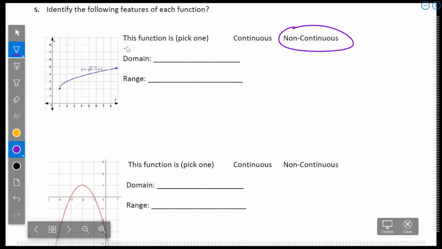My domain, I'm looking at my x's. I want to know what's the farthest left it goes, and then what's the farthest right it goes. What's the farthest left this ever goes? 1. And what's the farthest right it ever goes? Infinity, because we have an arrow on the end of it right here. So from 1 to infinity. And I chose a square bracket because it is a filled in dot right there.